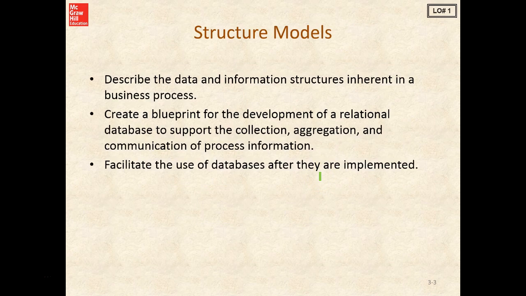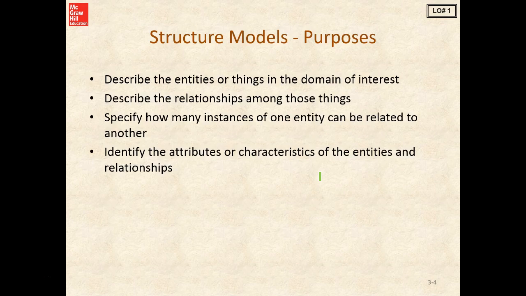We're going to describe the data and information structures inherent in a business process, then create a blueprint for the development of a relational database to support the collection, aggregation, and communication of process information. So we're going to map basically the information to build the database and then see how this information relates to each other. So we're going to facilitate the use of databases after they are implemented.